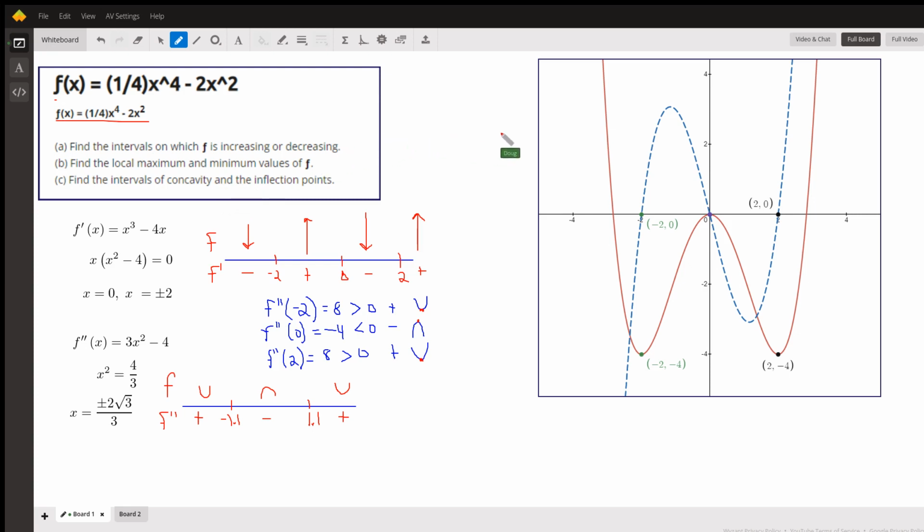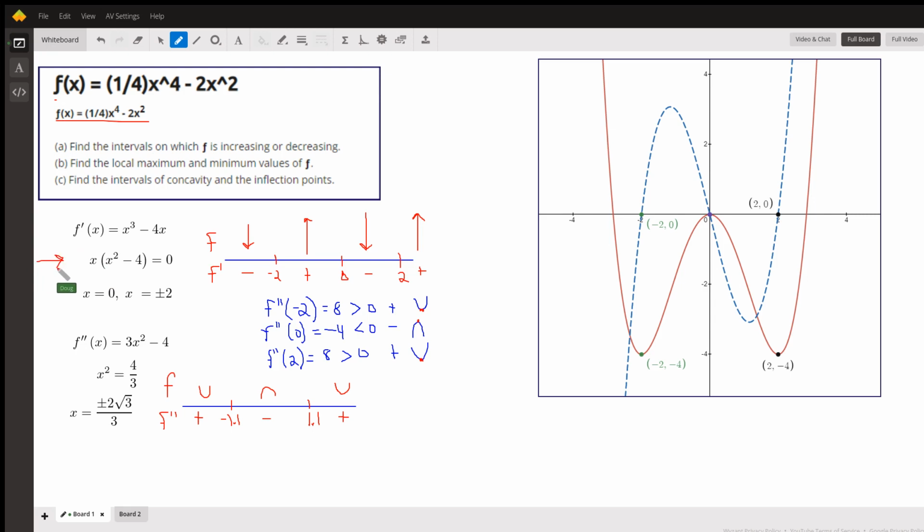Okay, so this red graph over here is the graph of f of x. The dashed blue line is actually the graph of the first derivative. And here's the first derivative right here, using the power rule: x cubed minus 4x. We want to know, when does that equal 0?